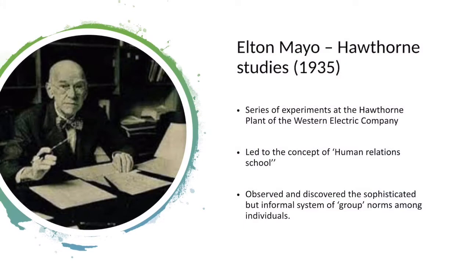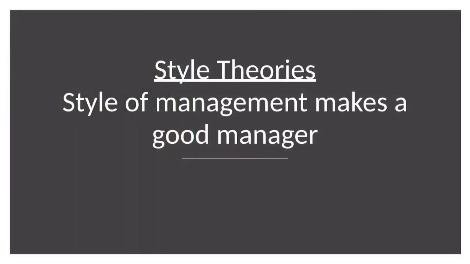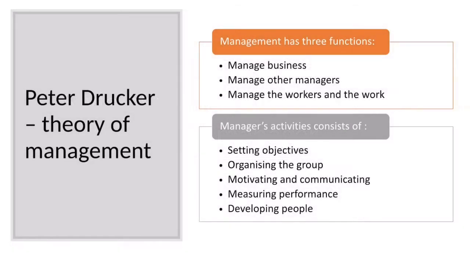Elton Mayo's Hawthorne Studies in 1935 suggest that a series of experiments at the Hawthorne plant of the Western Electric Company led to the concept of the human relations school. They observed and discovered a sophisticated but informal system of group norms among individuals. Style theories argue that the style of a manager makes a good manager. This is what the style theorists argue. One of the most famous authors here is Peter Drucker, who came up with a theory of management.